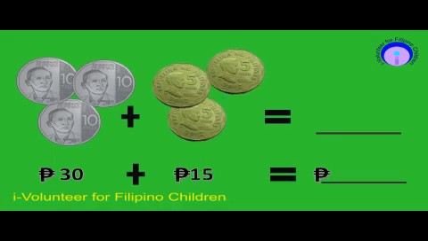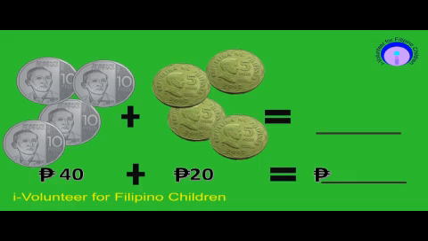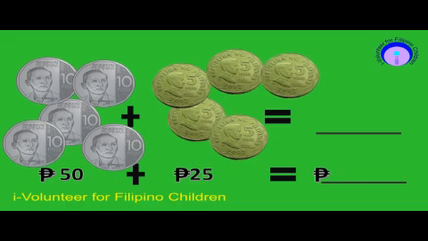30 pesos plus 15 pesos equals 45 pesos. 40 pesos plus 15 pesos equals 55 pesos. 40 pesos plus 20 pesos equals 60 pesos. 50 pesos plus 20 pesos is equal to 70 pesos. 50 pesos plus 25 pesos is equal to 75 pesos.